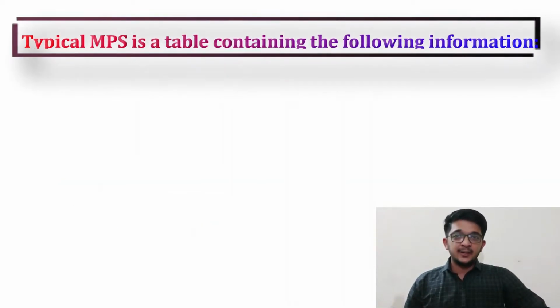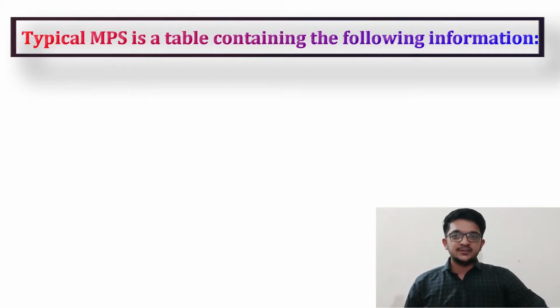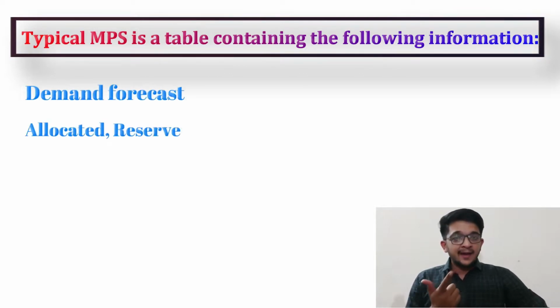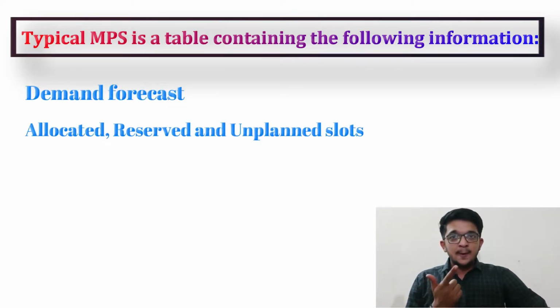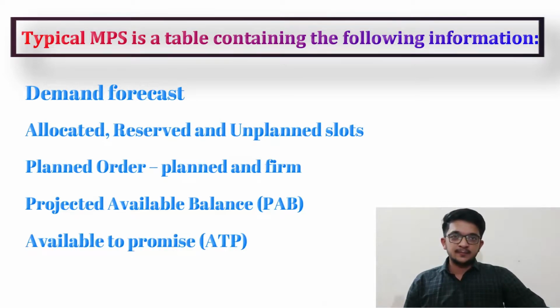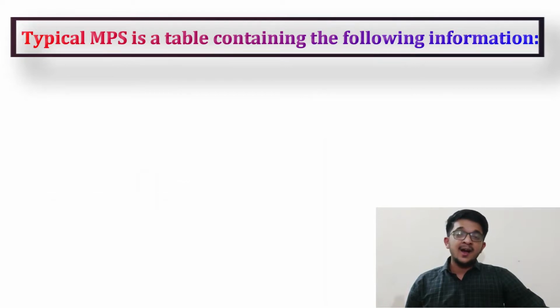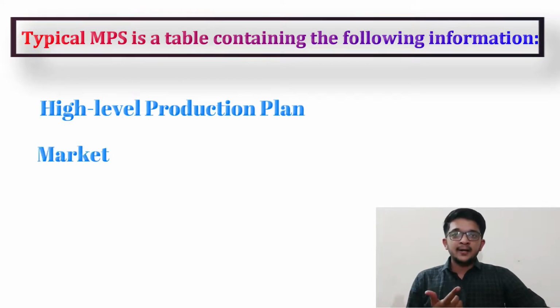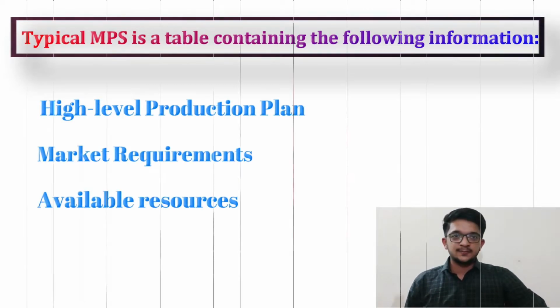A typical MPS is a table containing the following information: demand forecast, allocated, reserved and unplanned slots, planning order, projected available balance and available to promise. And inputs to MPS are high-level production planning, market requirements and available resources.